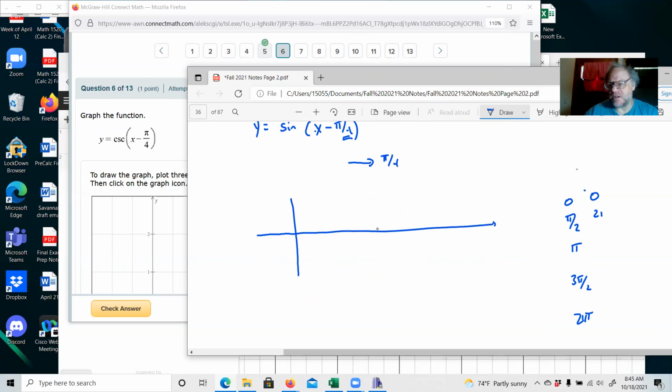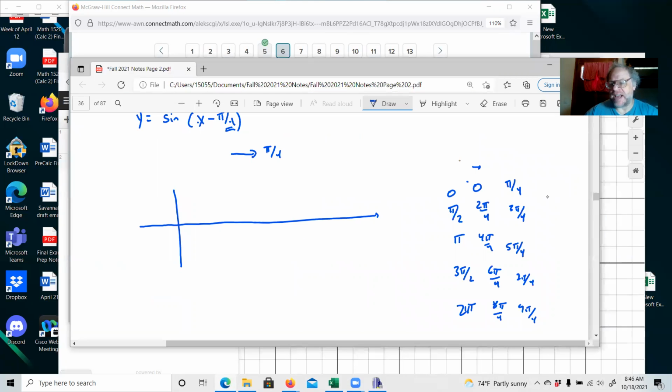Can I say 0, 2 pi over 4, 4 pi over 4, 6 pi over 4, and 8 pi over 4? And we're just going to add pi over 4 to everybody here. So it's going to be pi over 4, 3 pi over 4, 5 pi over 4, 7 pi over 4, and 9 pi over 4. That's all we're doing there. I just added pi over 4 to each of my easy values.